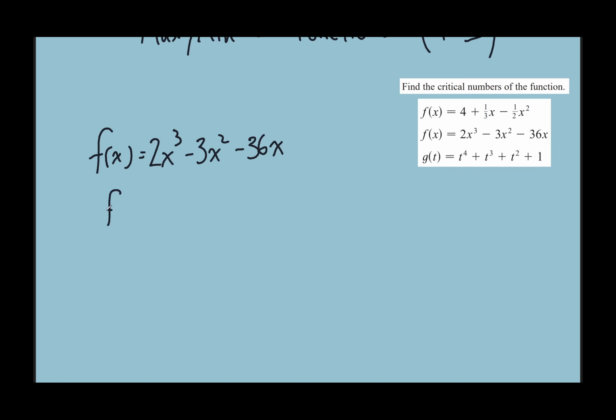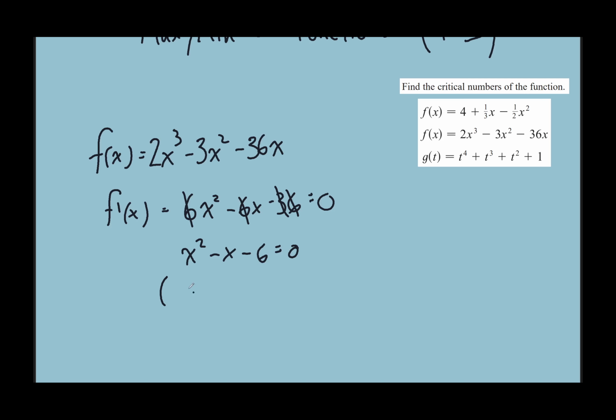So what would f prime of x be here? Well, these are all exponent rules again, so we get a 6x squared minus 6x minus 36. What's the next step? Set it to 0. And what's the common factor? We can definitely divide a 6 out. Right, so we get an x squared minus x minus 6 equals 0.